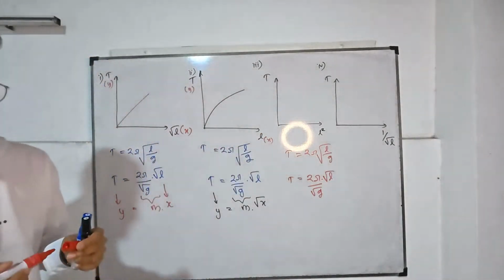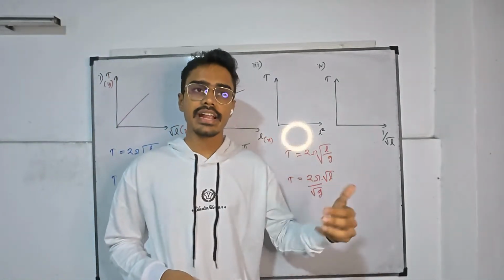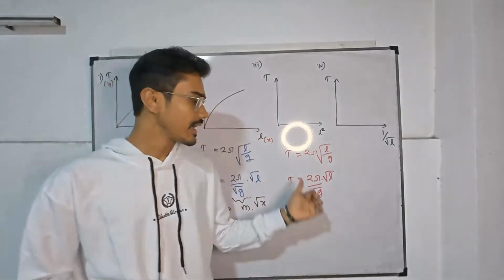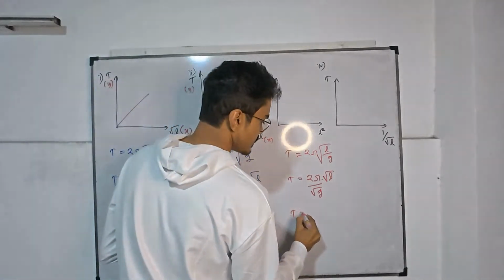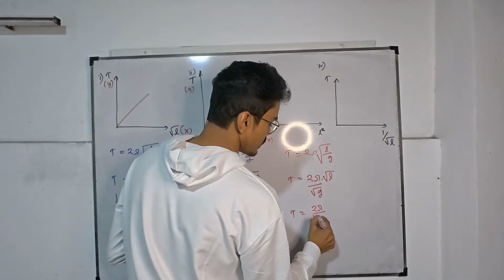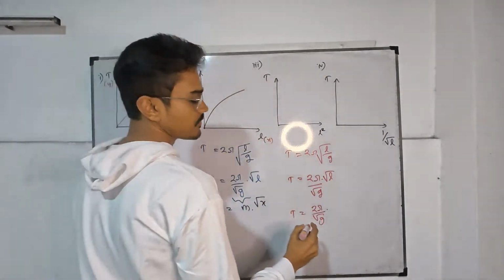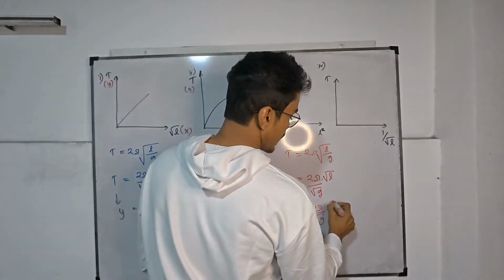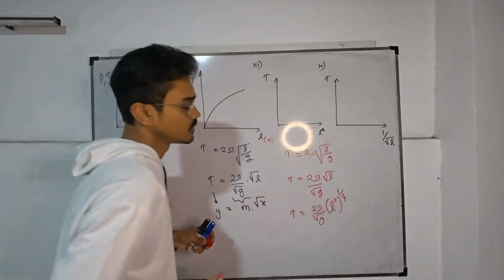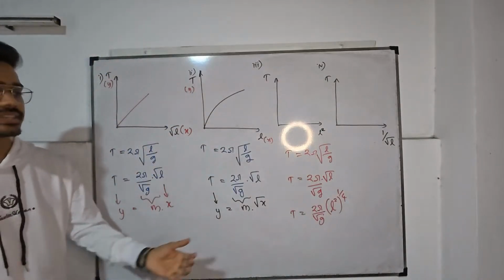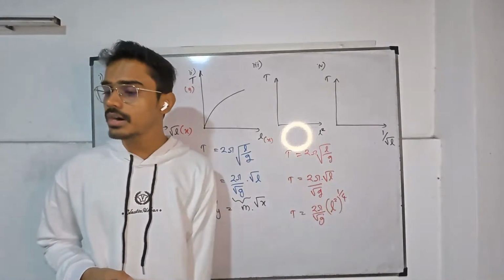Right? Now, I need L squared to be created. I can write the same without harming the equation like this. T equals 25 over root G, and here, what if I write this as L squared to the power 1 over 4? What if I write the same equation as L squared to the power 1 over 4?